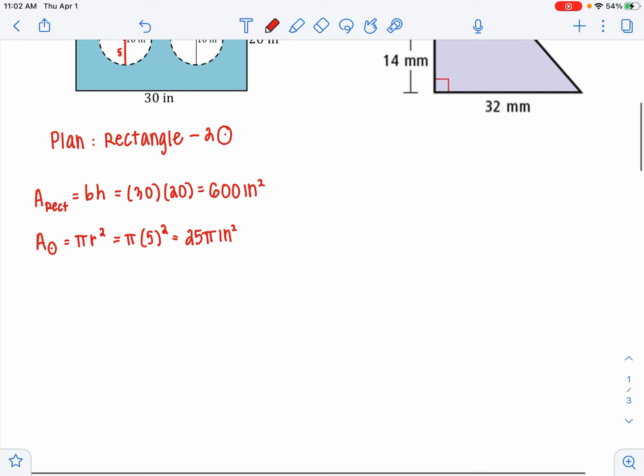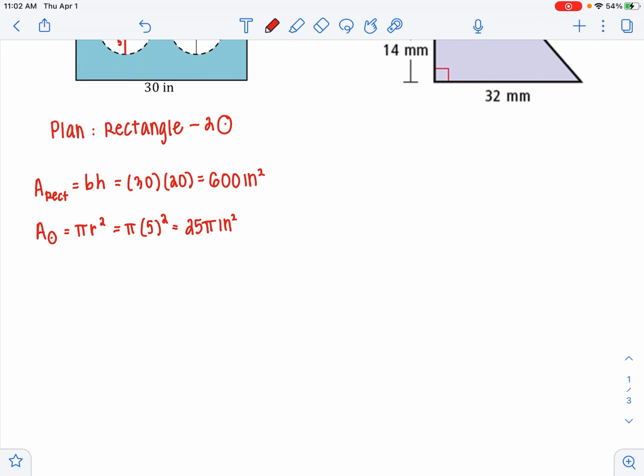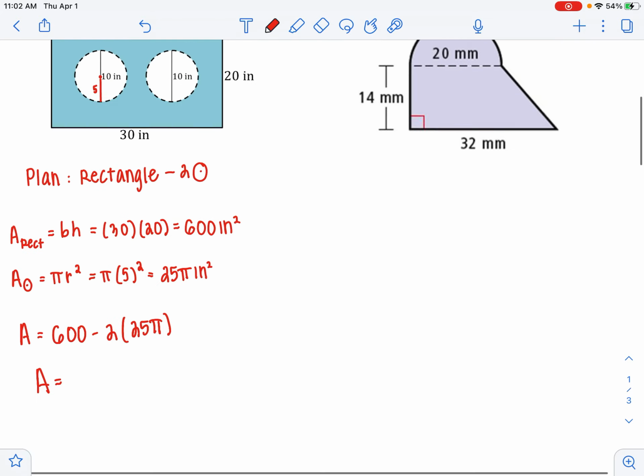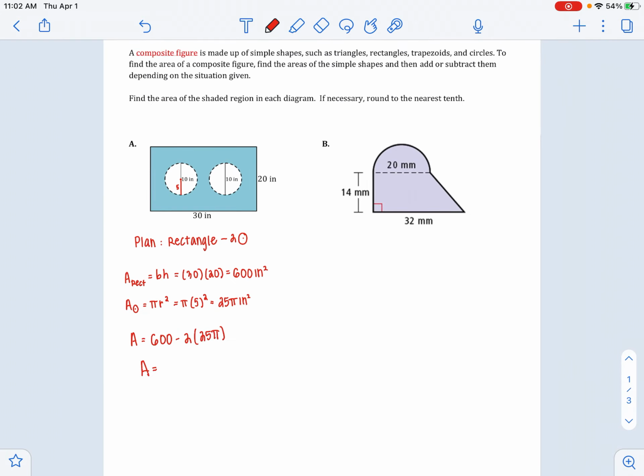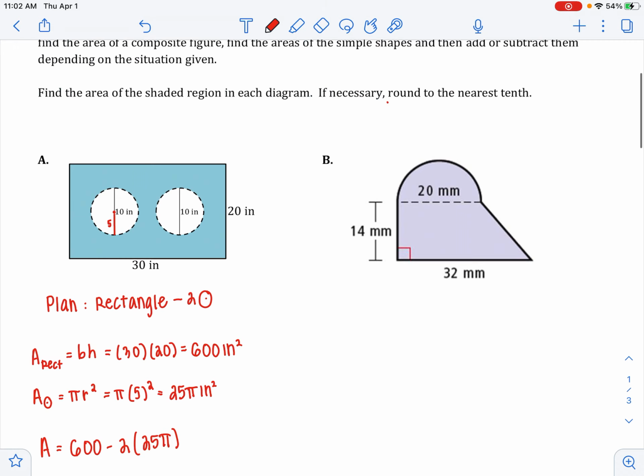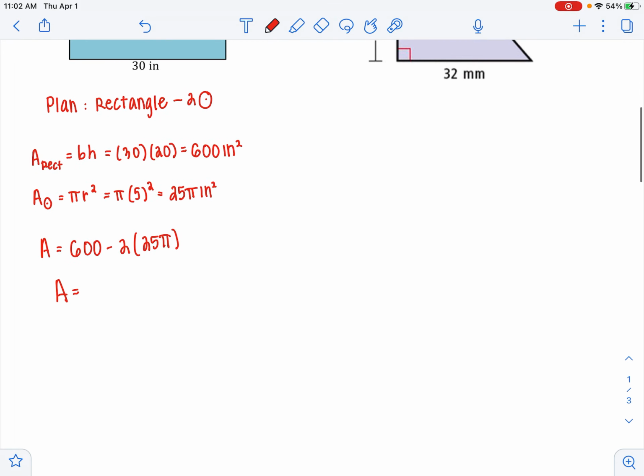All right, so now I'm going to follow through with my plan. Since I found the rectangle, I found the circle. The area of the shaded region is the rectangle, which is 600, minus 2 of the circles, which are 25 pi. And now I can put this in my calculator. I'm going to round to the nearest tenth. Do the directions say that? It sure does. Round to the nearest tenth here.